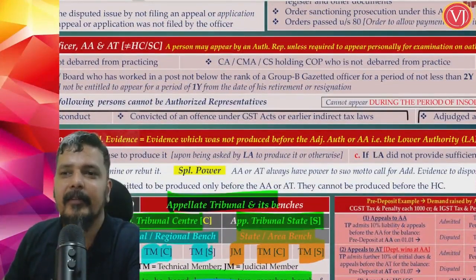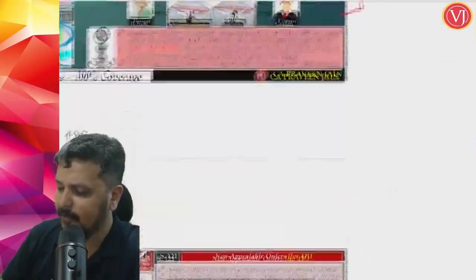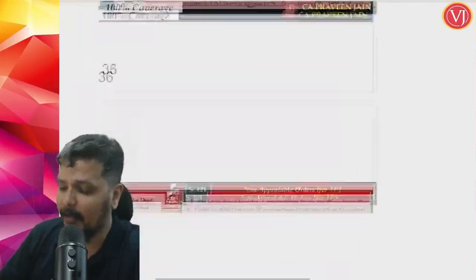Second appeals, two members; exception, one member in a special case, less than or equal to 5 lakhs and does not involve a question of law.